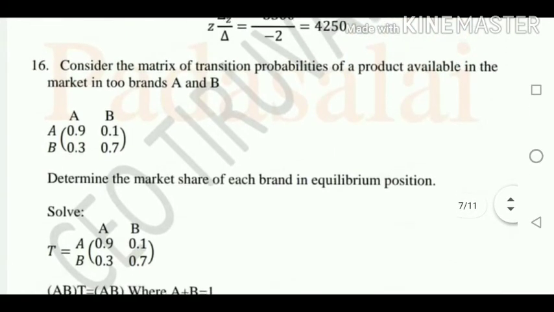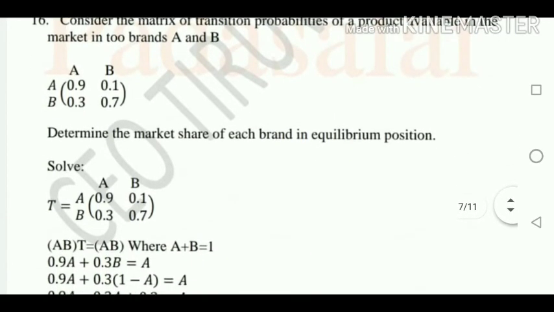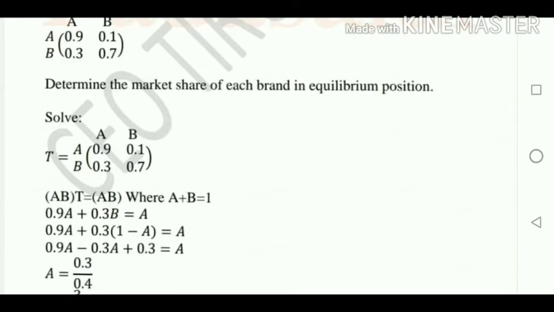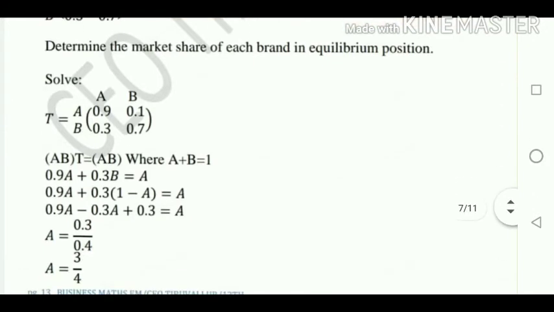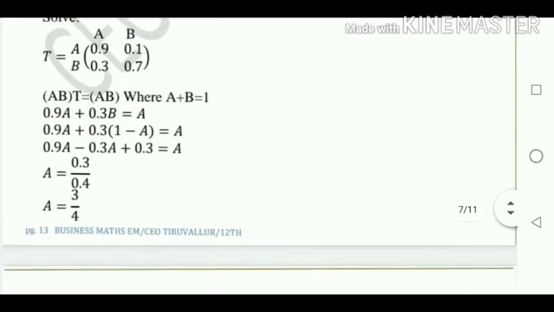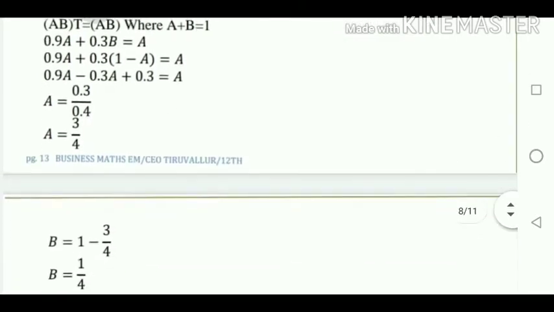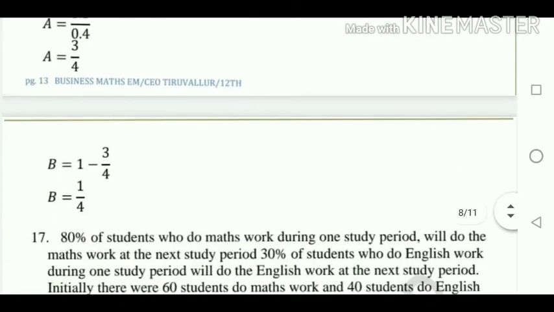Okay. If the question says it is in equilibrium, we apply the formula (A B) times the transition probability. The transition probability is nothing but 0.9, 0.1, 0.3, 0.7. That matrix is known as the transition probability matrix. So (A B) is a row, multiplied with the columns of the transition matrix, the first column being 0.9 and 0.3. You multiply these, you get the equation, and apply B equals 1 minus A. You find the value of A. Then substitute that A value to get the B value as 1 by 4.